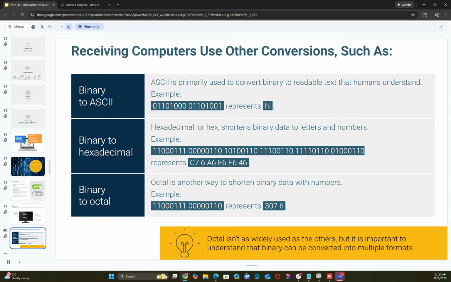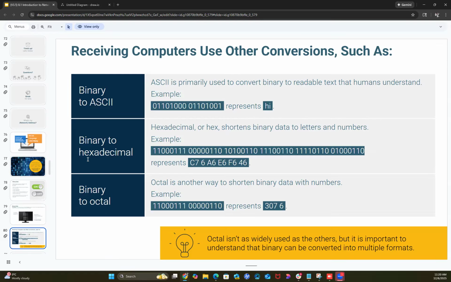And another is binary to octal. Octal is another way to shorten binary data within a number. So for example, octal is basically 7 digits only. So if you write down the binary 1, 1, 0, 0, 0, 1, 1, 1, 1, and convert this to octal, it is 3076.